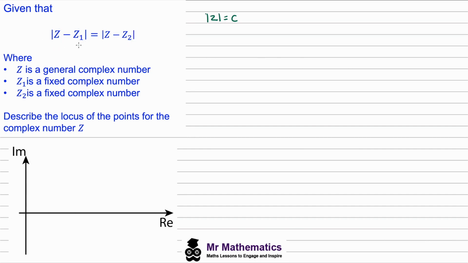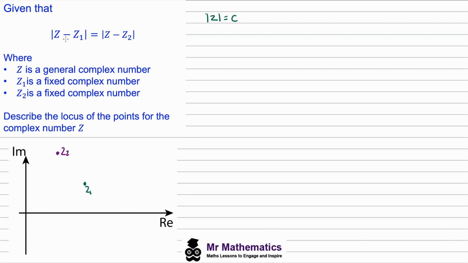Okay, so if we begin by plotting z1 on our Argand diagram, let's say we plot it over here. This is the fixed point, and it cannot move. And we plot z2, let's say over here. Again, z2 cannot move. We want to identify the locus of the points where the distance between z and each of these two are equal.